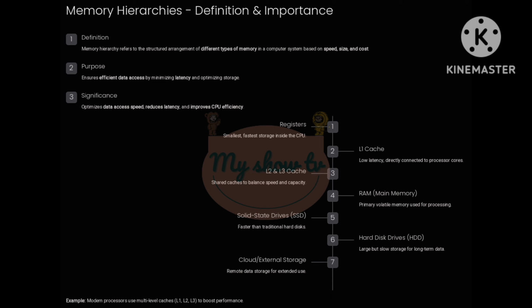Example. Modern processors use a multi-level cache system, L1, L2, L3, to minimize data access delays and improve overall processing speed. Significance. Understanding memory hierarchies helps in designing efficient computing architectures. It reduces bottlenecks, improves CPU efficiency, and ensures that the system runs at optimal speed without unnecessary delays.